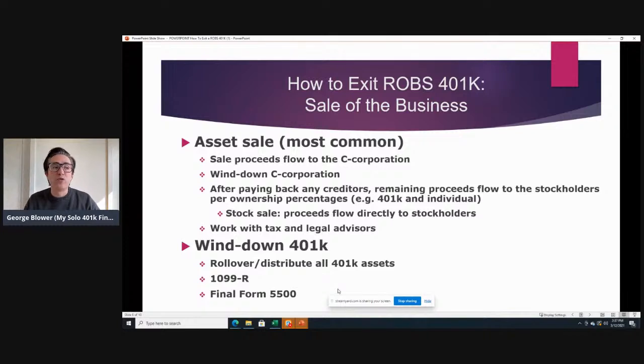Whatever you decide to do, whether you're doing a rollover or a distribution, that's going to be a reportable event on a 1099-R. And then once all the assets are rolled out of the plan, a final Form 5500 needs to be filed. So because you funded your business via a ROBS 401k, as you're operating your business through the years, you're going to need to be filing a 5500 every year. And we handle that as part of our services. And then to properly shut down a 401k, you have to file a final Form 5500 once all the assets have been rolled out.